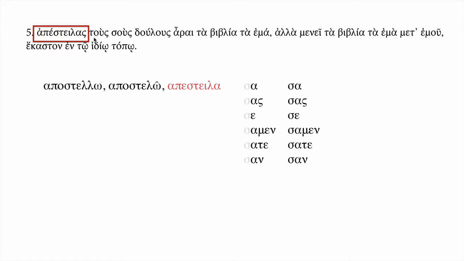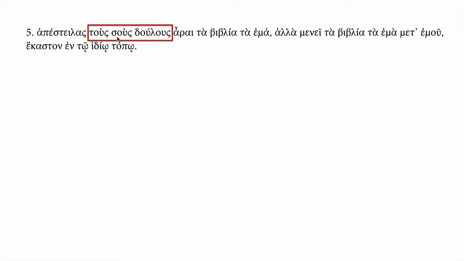You sent your servants. Tous sous doulous. The servants, direct object, so it's accusative. Sous is the adjective of "your." You could also write tous doulous sou, the servants of you. For that matter, you could also write tous doulous tous sous.